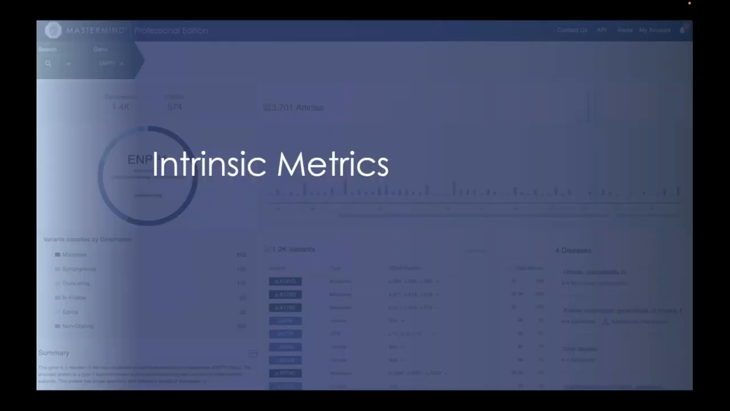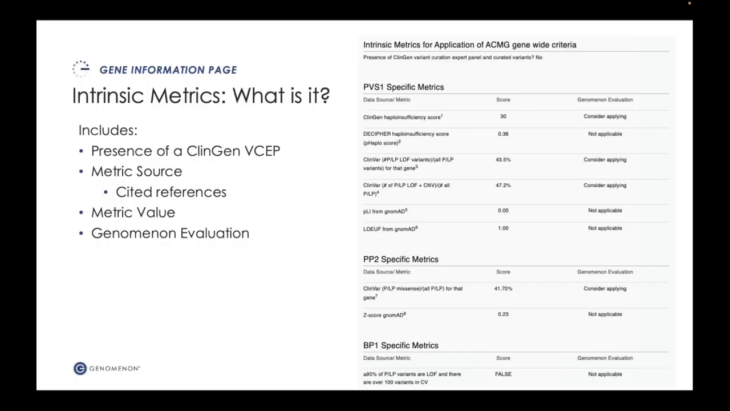Next slide. The last thing we'll talk about today is the intrinsic metrics. Next slide. This particular section of Mastermind 3.0 includes an indication of whether there is a ClinGen VCEP published for your gene of interest. We also provide a table format for PVS1, PP2, and BP1 that includes the metric source, the metric value, and also the Genomenon evaluation. Next slide.